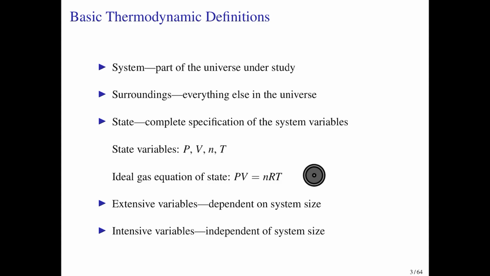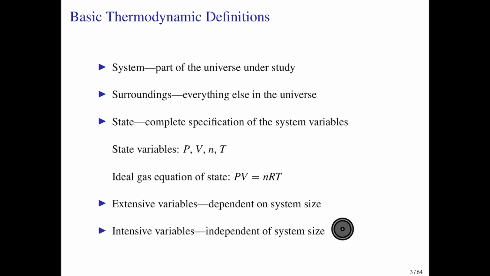Thermodynamic variables can be characterized as either extensive variables or intensive variables. Extensive variables depend upon the size of the system. So for example, the number of moles of a gas depends on how much gas you have. And so if you doubled the size of your system, you would end up doubling the number of moles of gas in the system. Likewise, volume, if you think about the volume of a gas, if you doubled the size of your system, you would end up doubling the volume of the gas as well. So number of moles and volume of gas are examples of extensive variables.